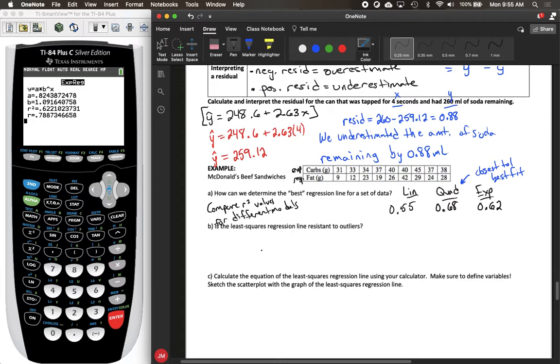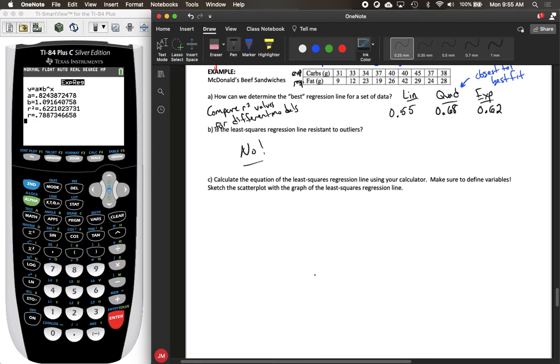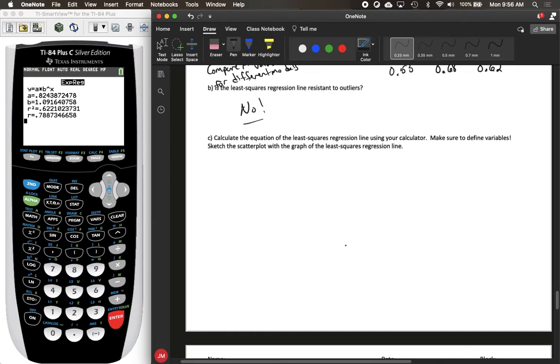All right, so for part B, is the least squares regression equation resistant to outliers? This is something we actually talked about in 6.2. The answer to that is no. Obviously, if there are outliers, it's not going to be resistant. So let's calculate the equation of the least squares regression line using our calculator. Make sure to define our variables, and we're going to sketch a scatter plot with a graph of the least squares regression line.